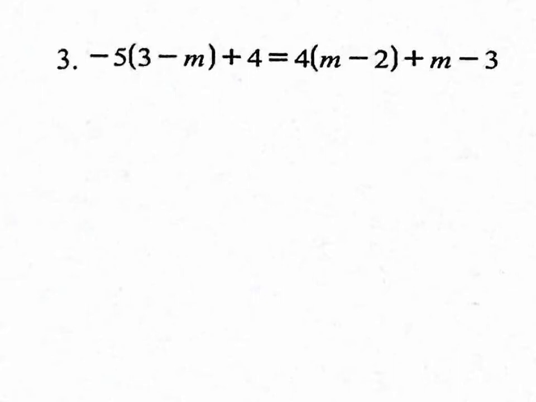Okay, so let's distribute. We have a minus 5 that we're going to distribute right here. Negative 5 times 3 is negative 15. And then distribute negative 5 times a negative m. A negative times a negative is a positive. 5 times m is 5m. And of course, we're going to bring down that plus. So I have distributed. After distribution, you're supposed to try to combine like terms.